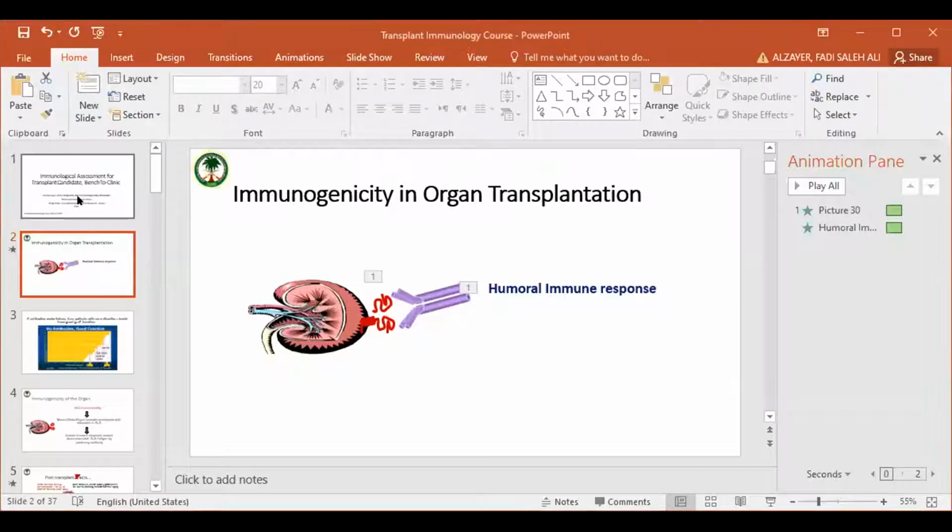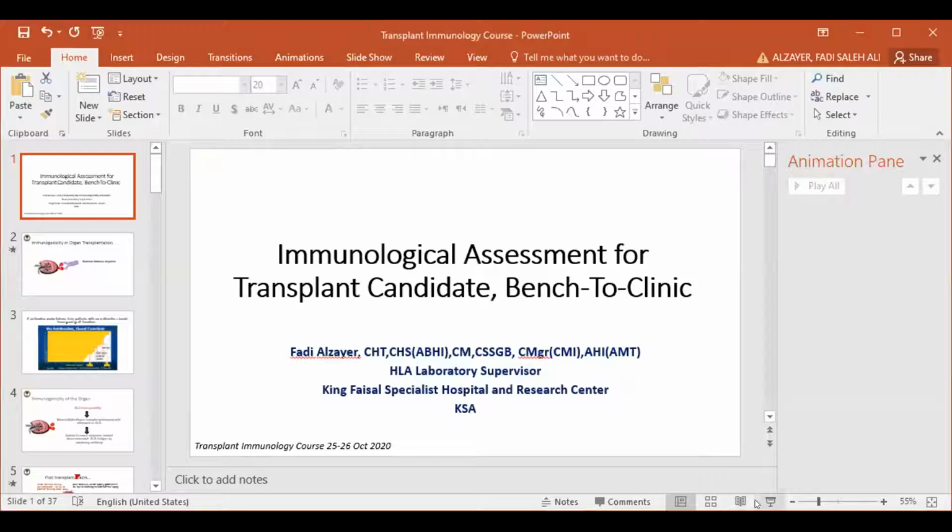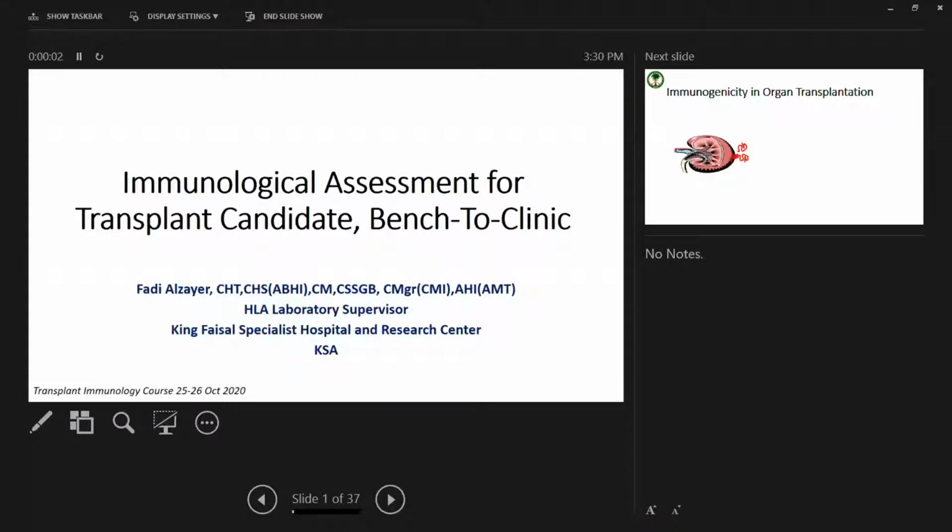It's very informative. We have organized this course with ARSHI. Fadi is certified by ABHI. He is also a certified manager, certified trainer for Six Sigma. And he trained so many people in Saudi Arabia and around the Middle East. I welcome Mr. Fadi, who will be giving a talk on immunological assessment for transplant candidate, bench to clinic.